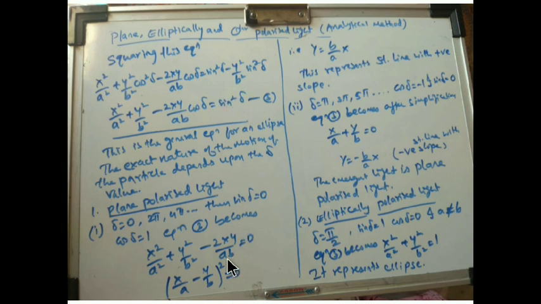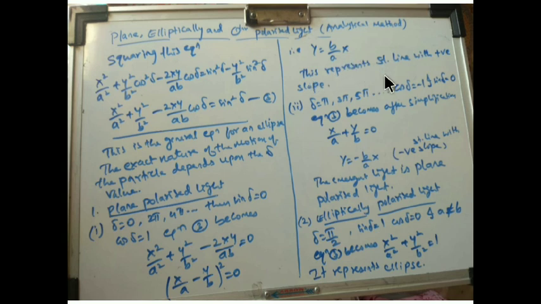So this is written as 0. This is nothing but like (a − b) square. So (x/a − y/b) whole square is equal to 0. Or else we can write this as y is equal to (b/a) into x. So this represents the straight line.